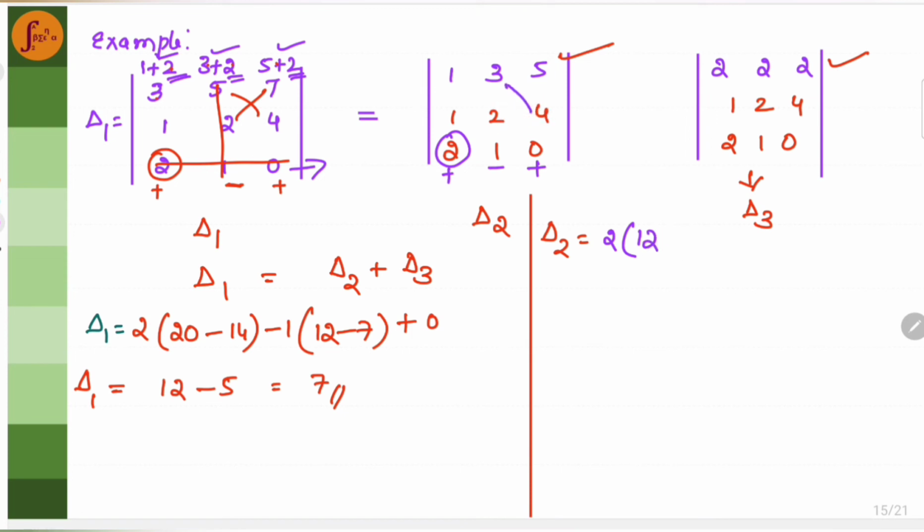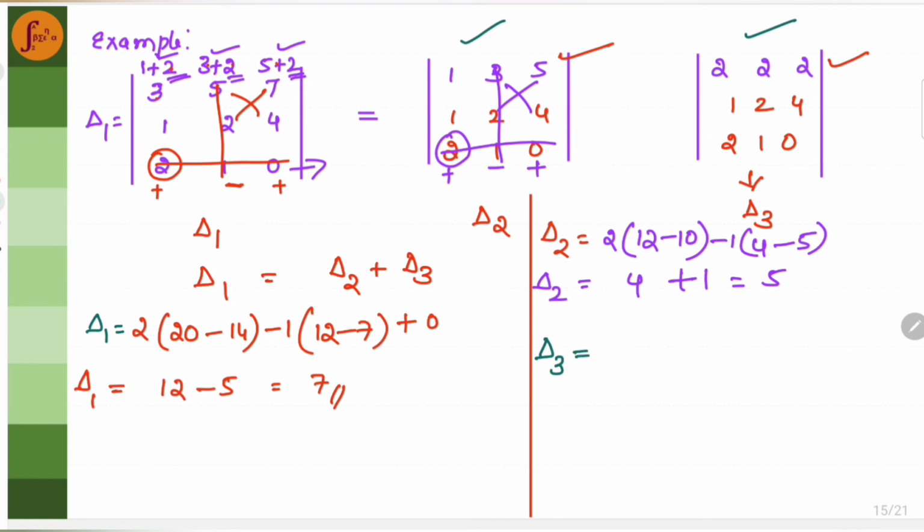5 2s are 10, so minus 10. Minus 1 into, strike out this. 1 into 4 is 4, minus 1 into 5, which is 5. So I'll get 2 into 2, 4 plus 1, which is 5. This is determinant 2.